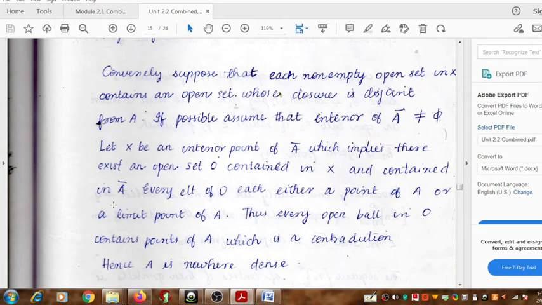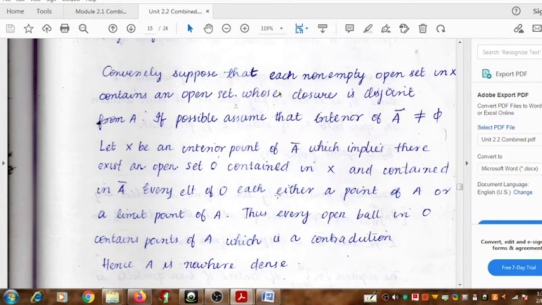Since O is open, and since it is contained in the closure of A, we can think about every element of that open ball O. Since that open set is contained in the closure of A, therefore every element of O, each and every element of that open ball O, is in the closure of A.